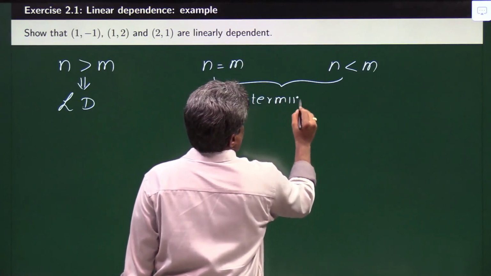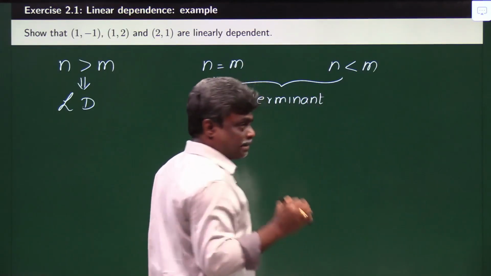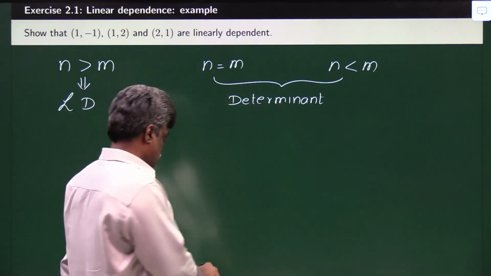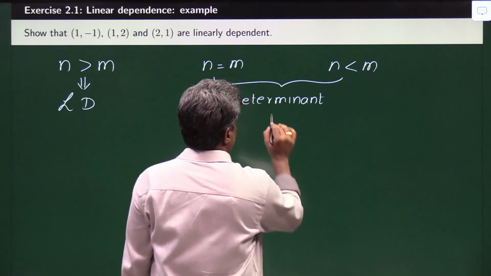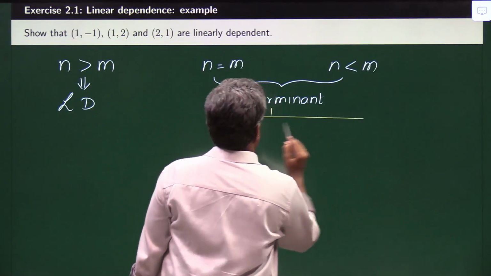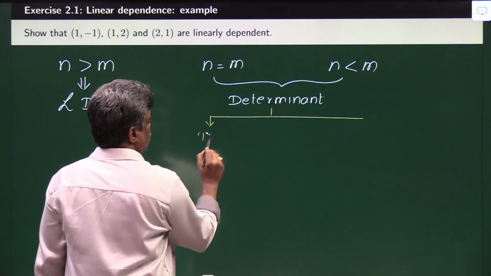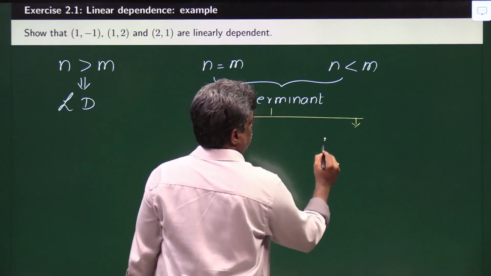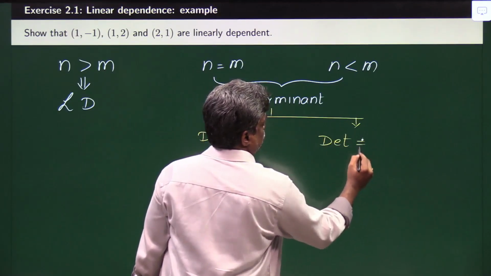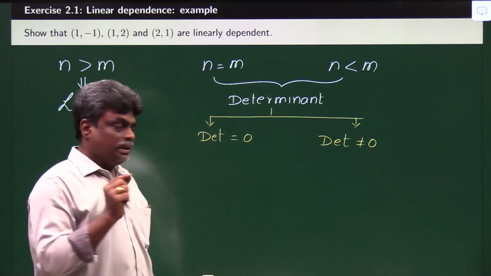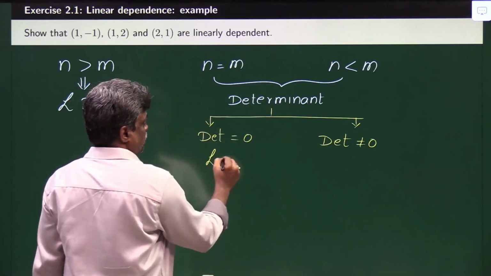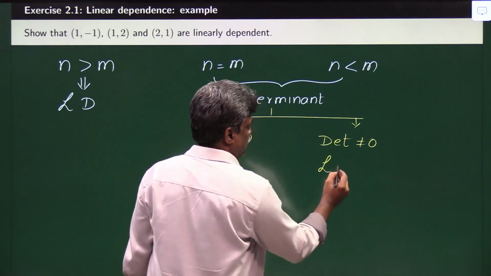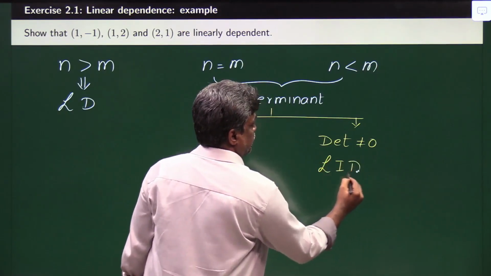We have to find the determinant of the matrix formed by the vectors given as columns. And once you find the determinant, here you will again have two cases. Sometimes the determinant is equal to 0, or sometimes the determinant is not equal to 0. If the determinant is equal to 0, we can say these are linearly dependent, and if not equal to 0, they are not dependent, and we can say linearly independent.